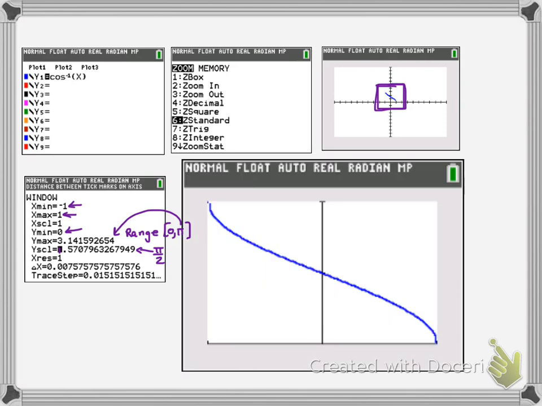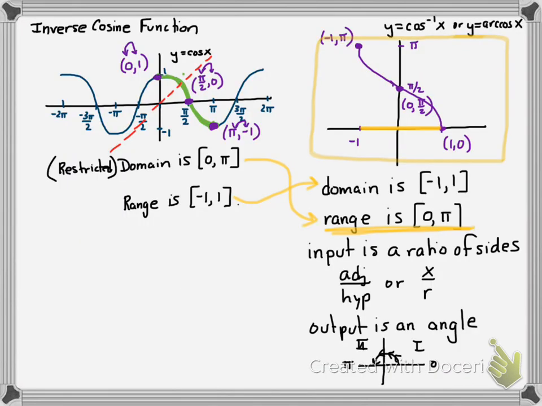And here's the picture I get, and this looks pretty close to the one that we drew earlier on in this part of our lecture. Okay, so just like with the arc sine function, for the arc cosine function, you want to remember the shape of the graph, you want to remember the domain and the range, and you want to remember that the input into the arc cosine function is a ratio of sides, and the output is an angle somewhere between 0 and pi.